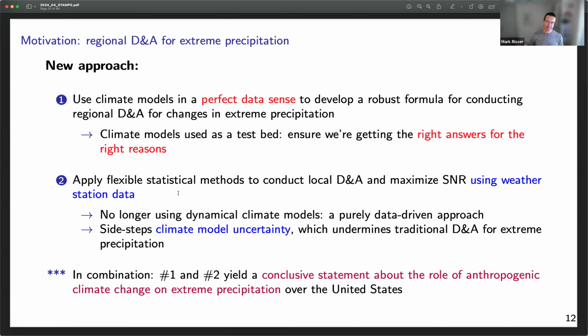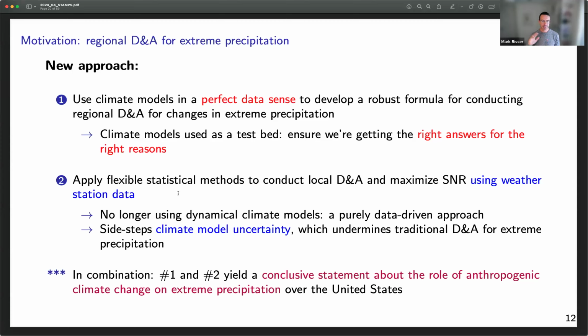But then we're going to set the climate models aside and focus in on the observational record, the measurements from these weather stations that I was talking about. And for that, we'll need some statistical methods to do this local detection and attribution. Of course, the signal to noise is a challenge when we're using weather station data, so the statistical methods will help there.